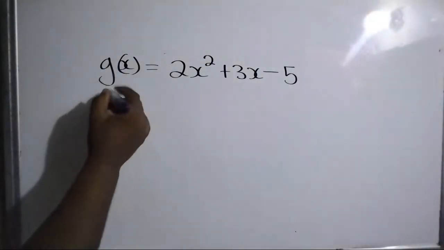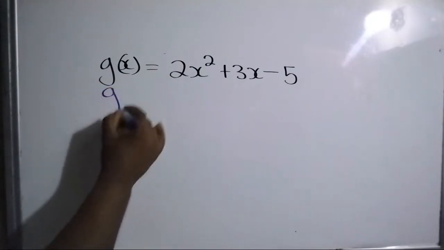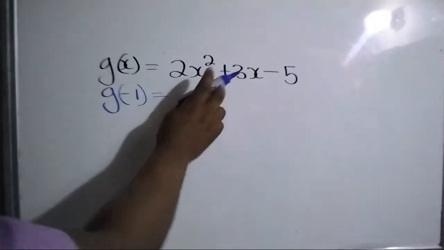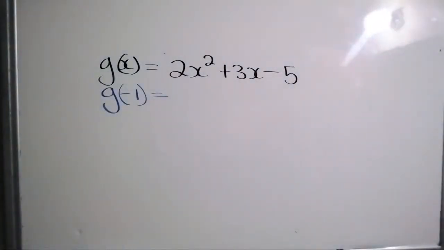Alright, so guys, I want you guys to try this one. g of negative 1. So guys, if you notice, the coefficient of x squared is not 1. So we have 2x squared plus 3x minus 5. What do we do when the coefficient is not 1? A little hint, remember the Bundas rule. Alright, what does the Bundas rule say?